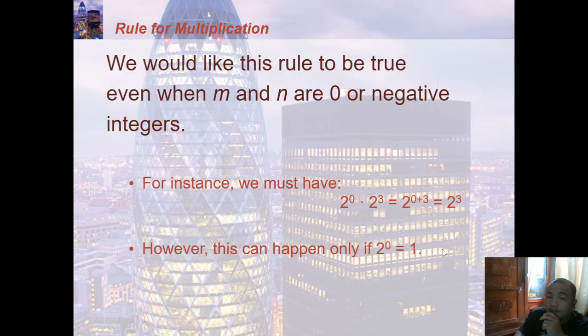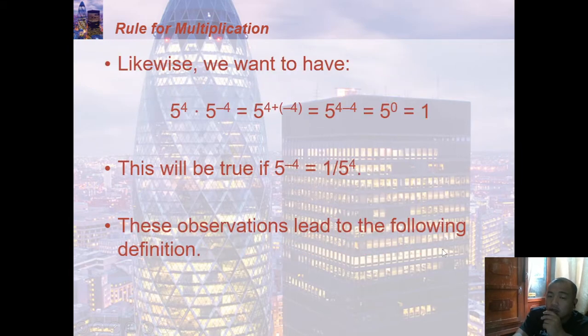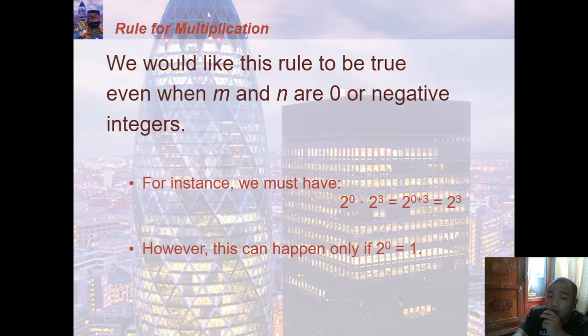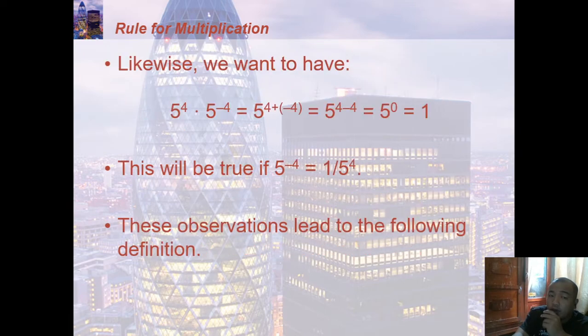There is a rule that any number raised to 0 is equal to 1. Likewise, we want to have 5 to the 4th power times 5 raised to negative 4. Same base, add the exponents: 5 raised to 4 plus negative 4, that means 0. 5 raised to 0 is 1. This will be true if 5 raised to negative 4 is equal to 1 over 5 to the 4th power.